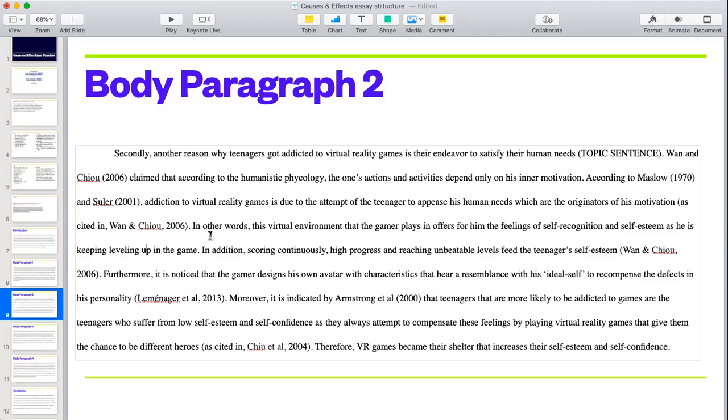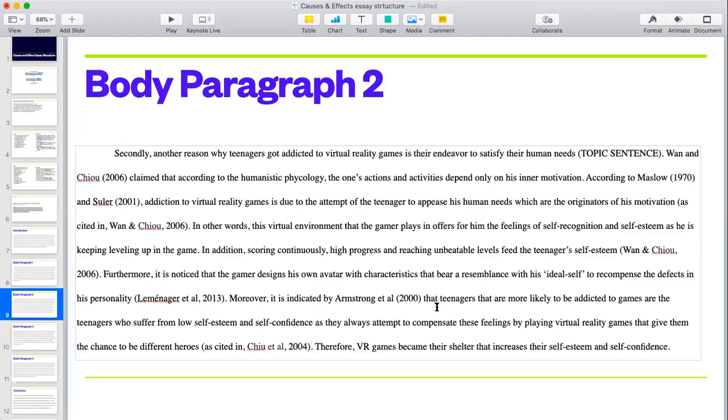Okay, in other words, this virtual environment that the gamer plays in offers him the feelings of self-recognition and self-esteem as he keeps leveling up in the game. This part was very important because she explained to me what she means by satisfy their human needs, because it was not clear at all in the topic sentence. After she explained, now she should give more examples and more evidence. "In addition, scoring continuously high progress and reaching unbeatable levels feed," and so on.